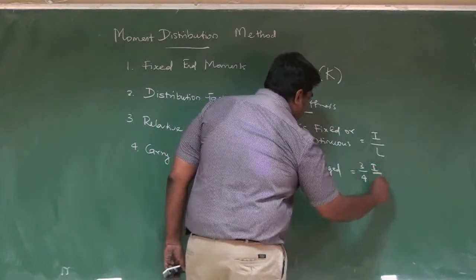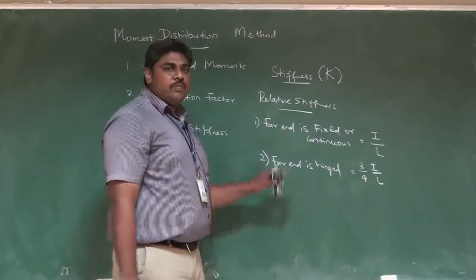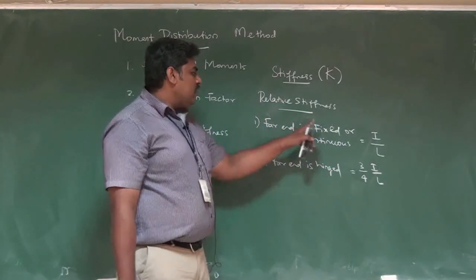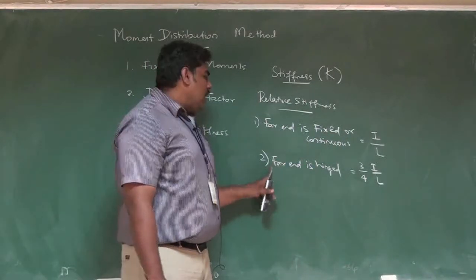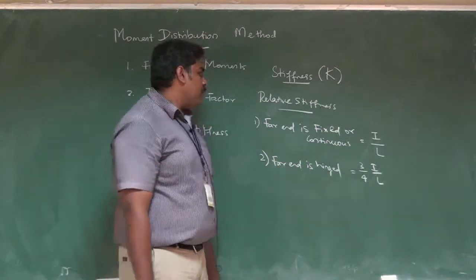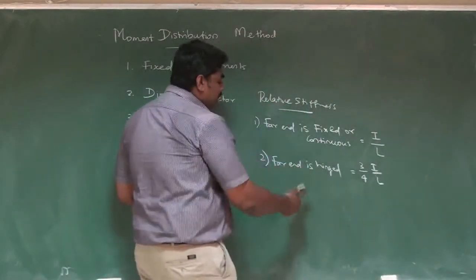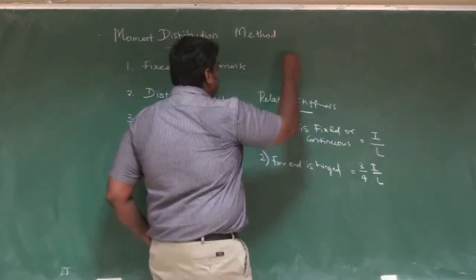These are definitions arrived at from the stiffness, but they do not have that much importance. So you remember these two values. When the far end is fixed or continuous, the value is I by L. When the far end is hinged, it is 3 by 4 I by L, right? So it is 3 by 4 I by L when the far end is hinged, and I by L when the far end is continuous. Let me give you an example with a diagram.